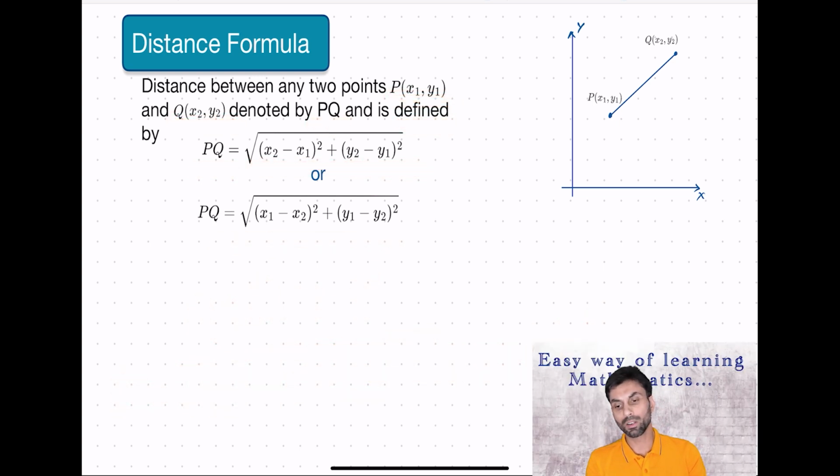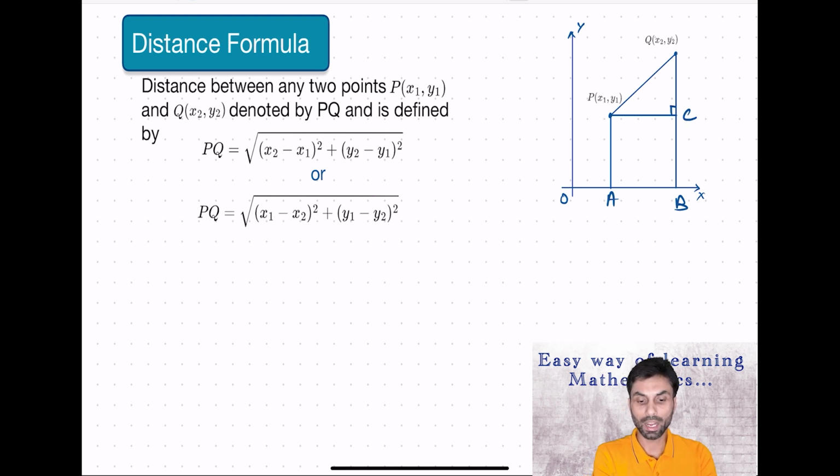Now moving forward, we'll just see how we can prove it. In order to prove this, we are going to draw perpendiculars from P and Q to the x-axis, let them be A and B, and we'll also draw a perpendicular from P to the line QB, which we'll write as C.